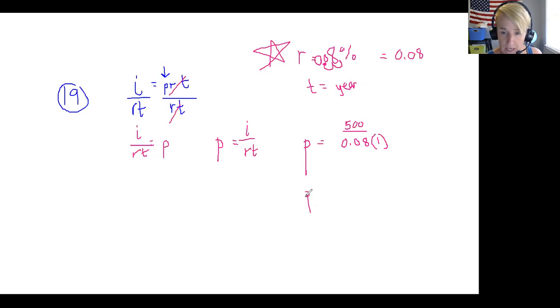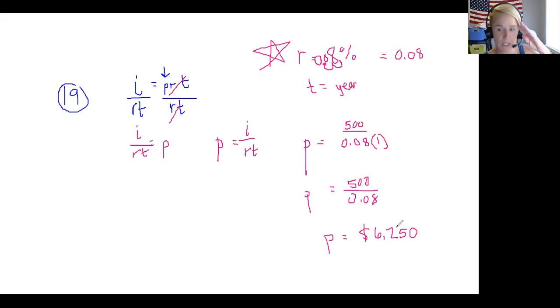So this says P equals 500 divided by 0.08. And if you put that into your calculator, and you totally can, just calculate 500 divided by 0.08. Yep, I'm a genius. There we go, 6,250. So my P equals 6,250. Okay, that's my principal in this particular problem.